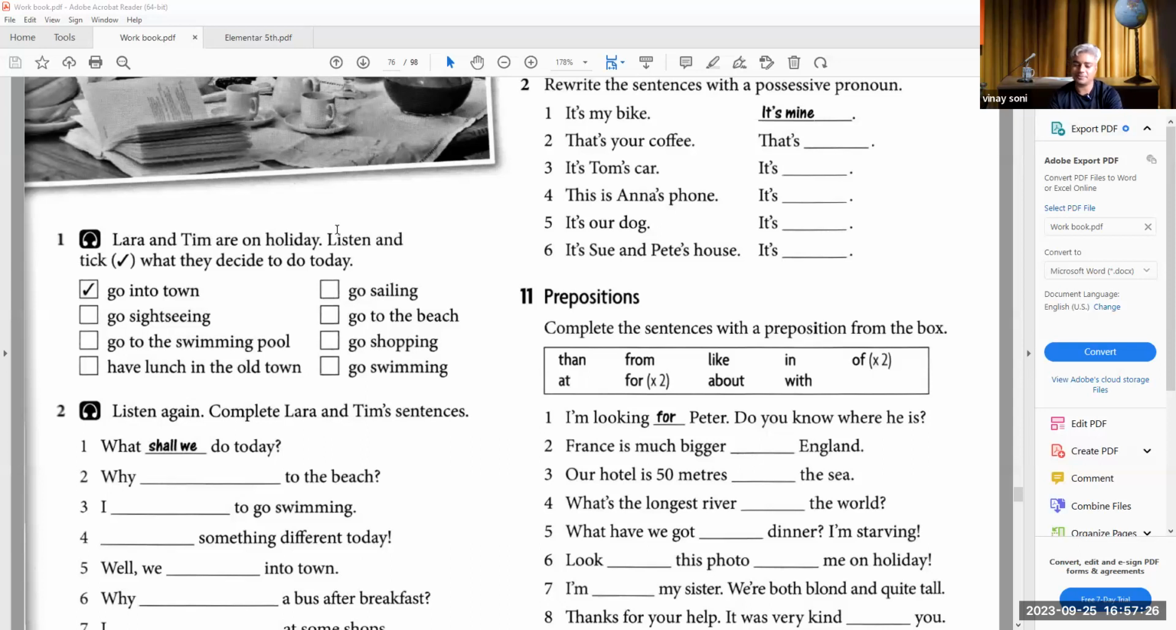Listen. Tim, it's a lovely sunny day. What shall we do today? Why don't we go to the beach again? I'd like to go swimming. But we went to the beach yesterday and the swimming pool the day before. Let's do something different today. What?